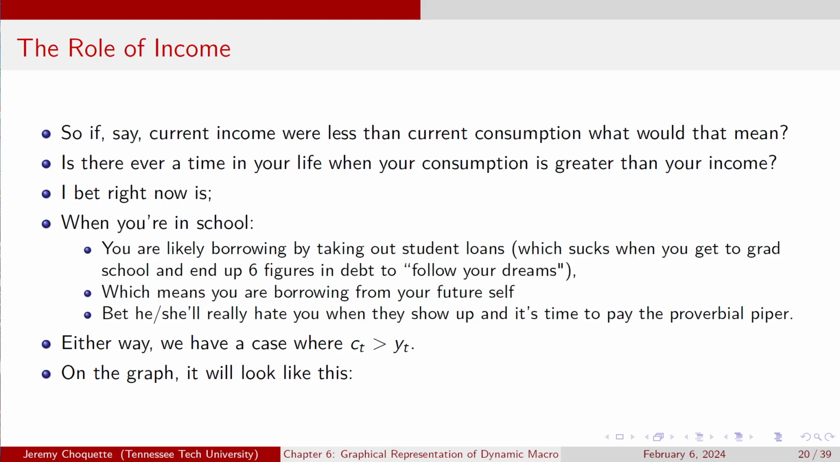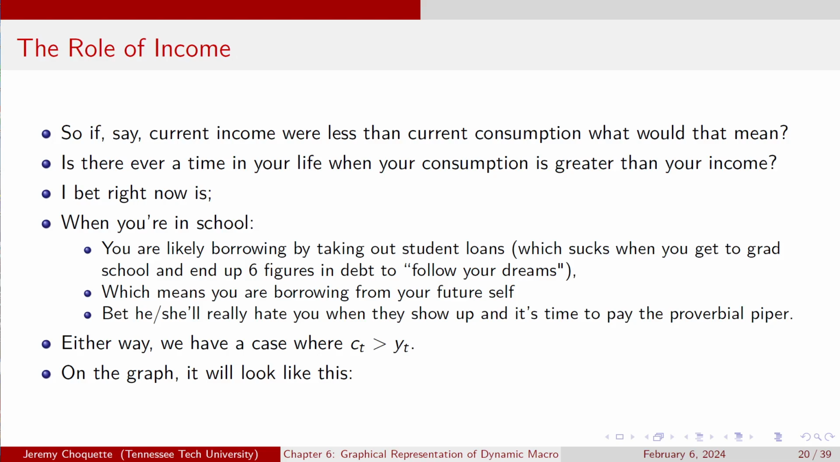Which means if your current consumption exceeds your current income, a good way to think about it is that you're borrowing from your future self. I mean, technically you're borrowing from somebody else right now, but you're borrowing against your future earnings. Thus, you're kind of borrowing from your future self. And I'm sure your future self's really going to love you when it's time to actually start repaying your student loans. I hope you don't have student loans. If any of you don't, that's excellent. I'm so happy for you.